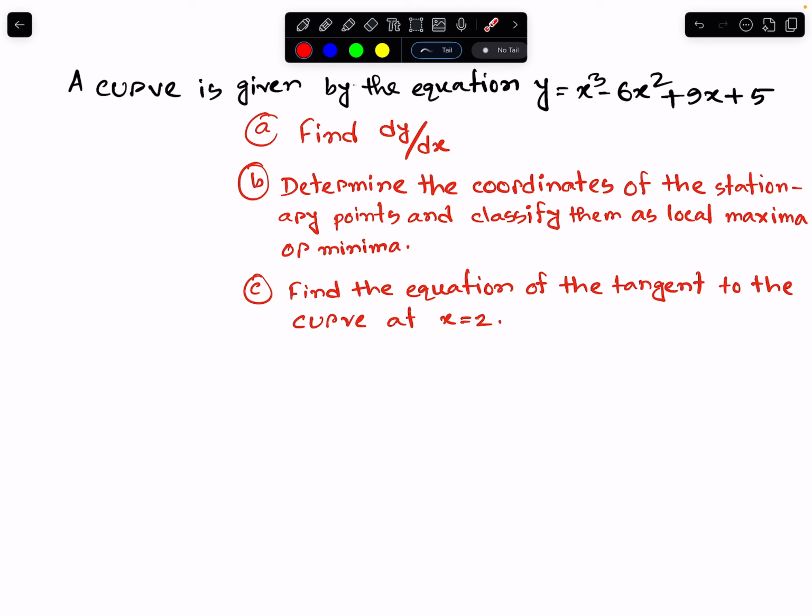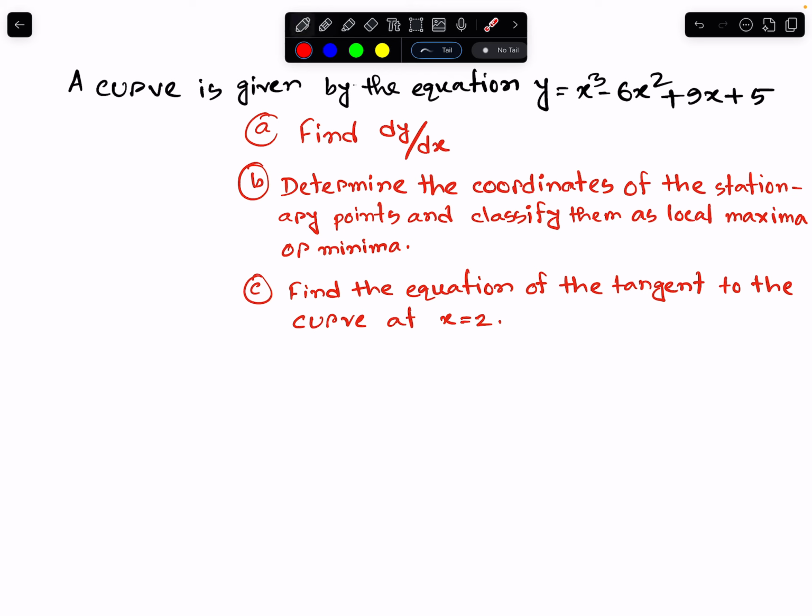So what we have to do, these three questions we will cover in this video. First of all, we will find the differentiation of this equation, the curve, and second, we will find the stationary points and classify them as local maxima and minima. And the third question is, we'll find the tangent of the curve at the point x equals 2.